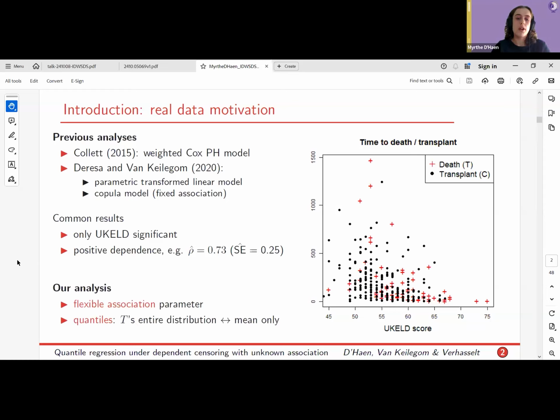Now, what is different in our analysis? We will also work with this dependent censoring, but with a flexible association parameter. And moreover, we will take the quantile approach. I will motivate this in a few slides, but one reason is already that we can do inference for the entire distribution of the survival time and not only its mean.